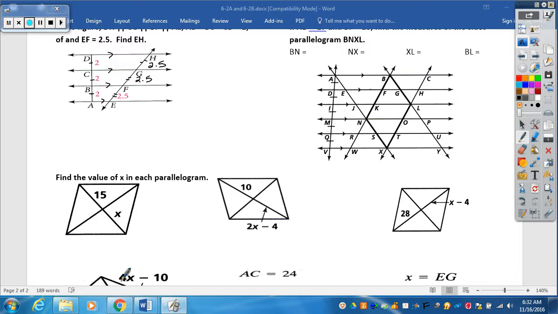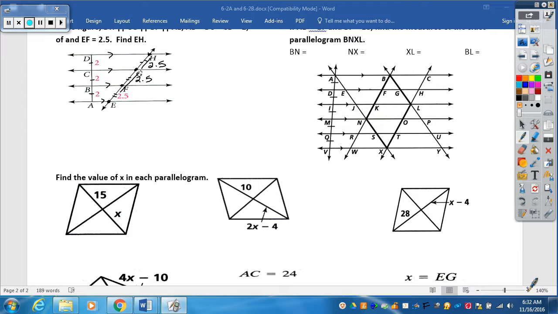Now, if I want to find EH, be careful with this. A lot of times I have students that will count the points here, and they'll multiply 2.5 times 4, when in actuality, how many spaces are there between these? There's only 3, and so if I take 2.5 times 3, or 2.5 plus 2.5 plus 2.5, we end up with, let's see here, 7.5. So EH has a length of 7.5 there.